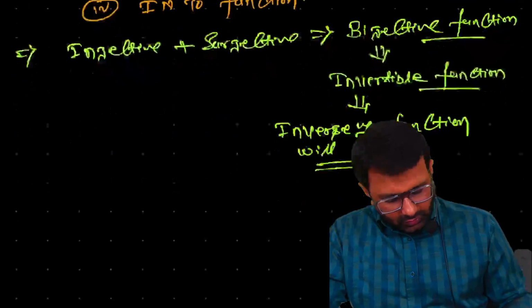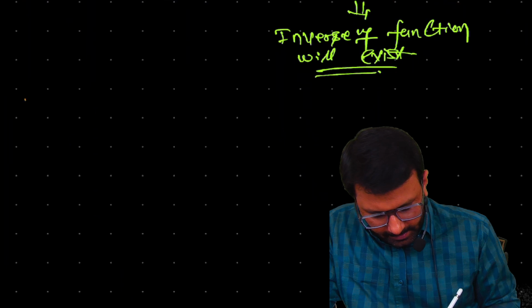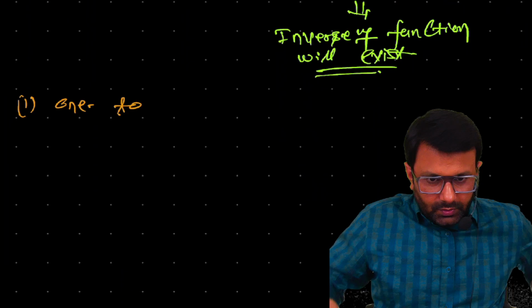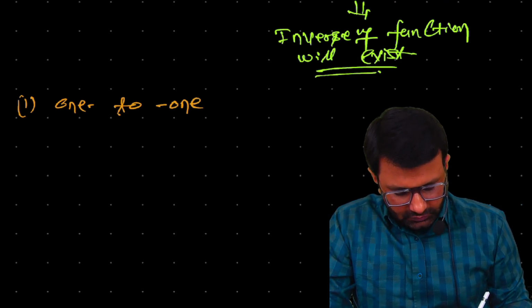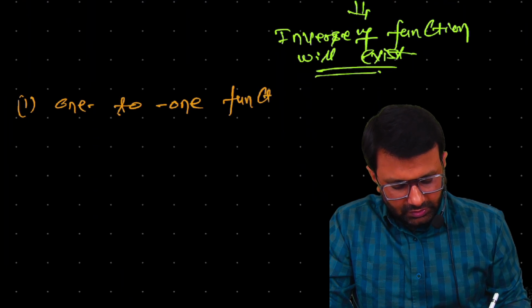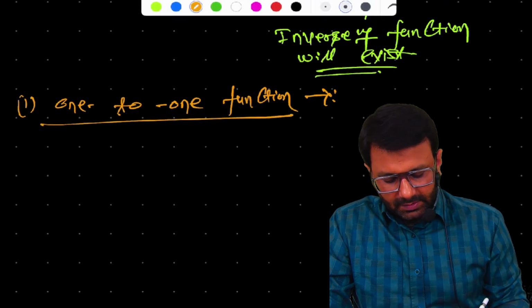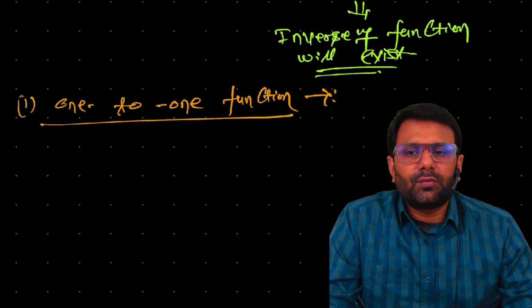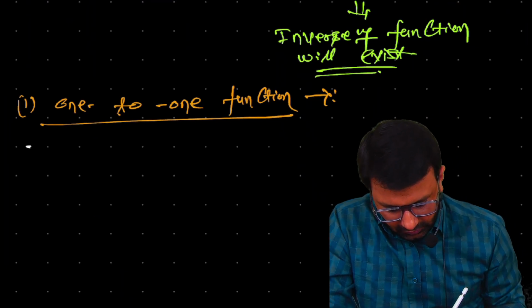Okay. So first is one to one function. So what is one to one function? Now tell me everyone, what is one to one function? If one element of A is connected to only one element of B, then the function is called one to one function. You can remember like this.